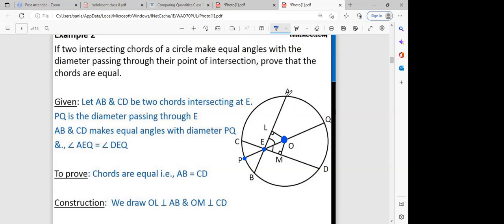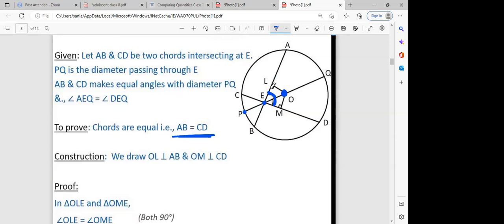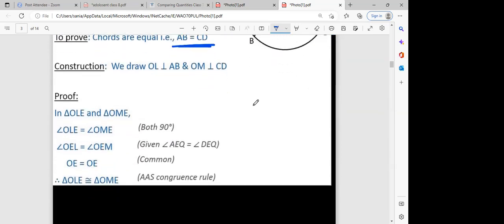So that means this angle AEQ is equal to angle DEQ. This angle. Clear? And then you have to prove that AB is equal to CD. Clear? So what you have to do over here, we will draw OL, which is perpendicular to AB. Clear? And we will draw OM, which is perpendicular to CD. Clear? Then we'll start with proving.